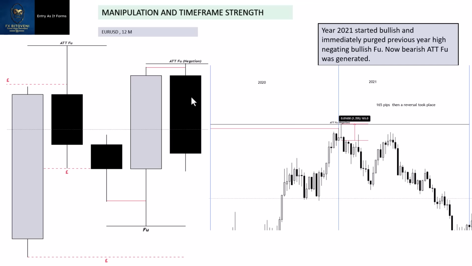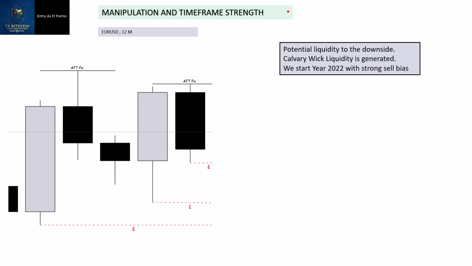Now, here we have got the entity FU. What do we do? Potential liquidity to downside. However, the weak liquidity is generated, which is this one. Then we start the year 2022 with a strong sell bias. So we have this liquidity, and we have also this liquidity. This is a potential liquidity, right?